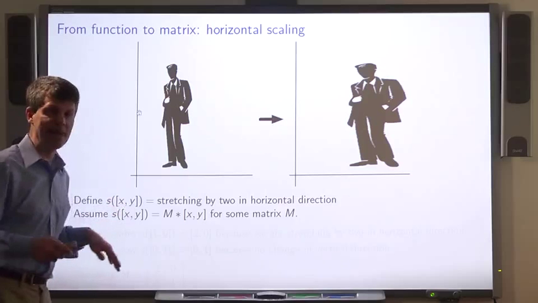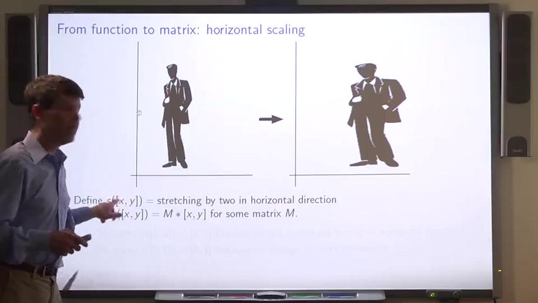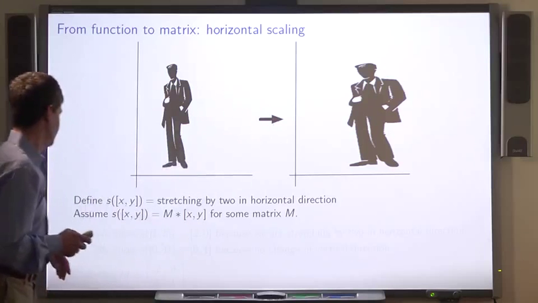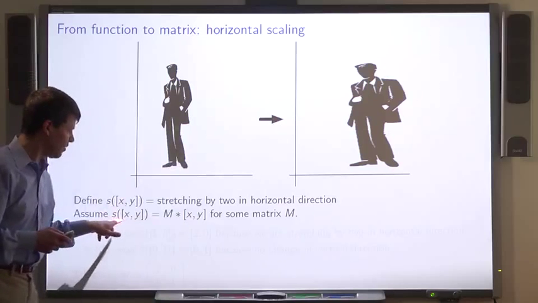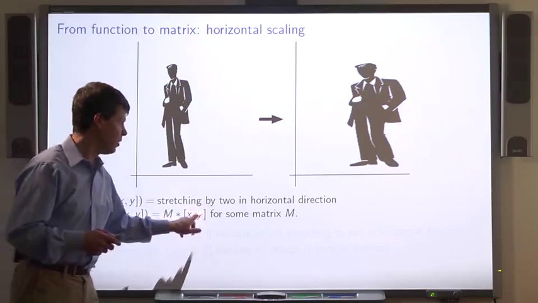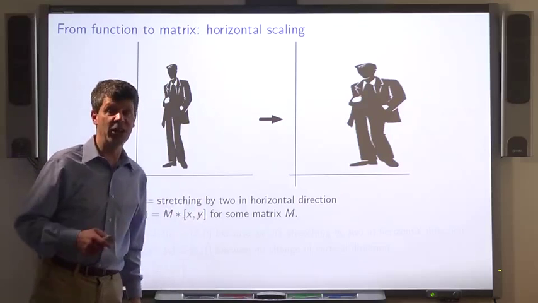Let's take a simple example, the function that stretches by 2 in the horizontal direction. We assume this function is defined as a matrix-vector multiplication for some matrix M, and we want to figure out what its entries are.